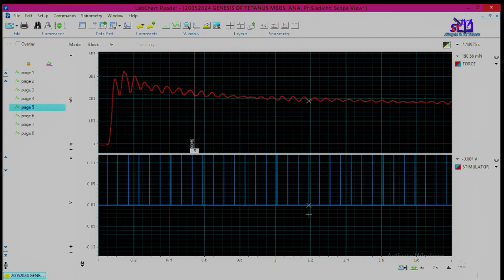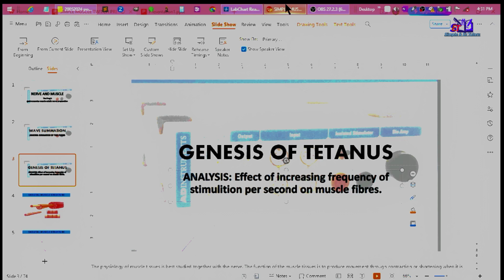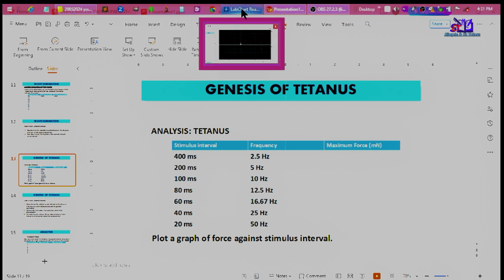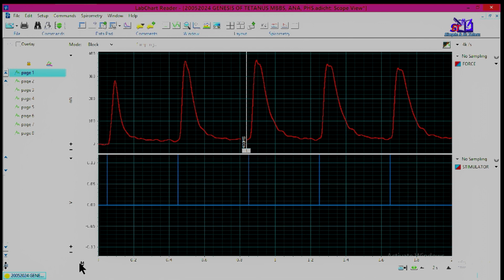So for the analysis of Genesis of Tetanus, we are going to be measuring the maximum force of contraction at each frequency, and then we tabulate it on our table. We're going to enter the values into this column, and we're going to be utilizing the marker tool. So we drag the marker tool and put it on our baseline here, and then bring out the force, the force dVm, and then we know which contraction seems to have the highest.